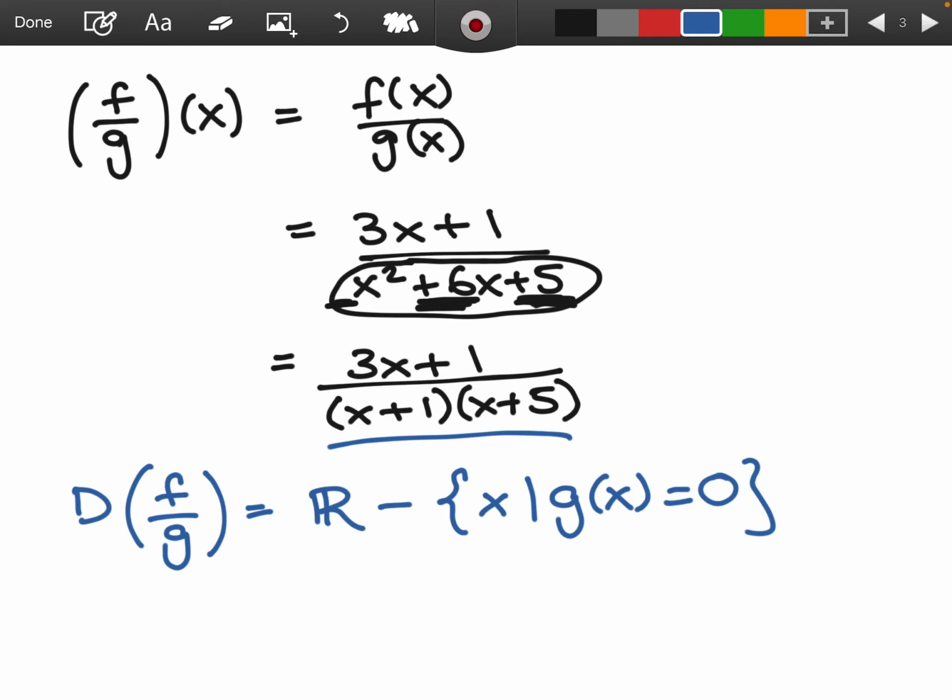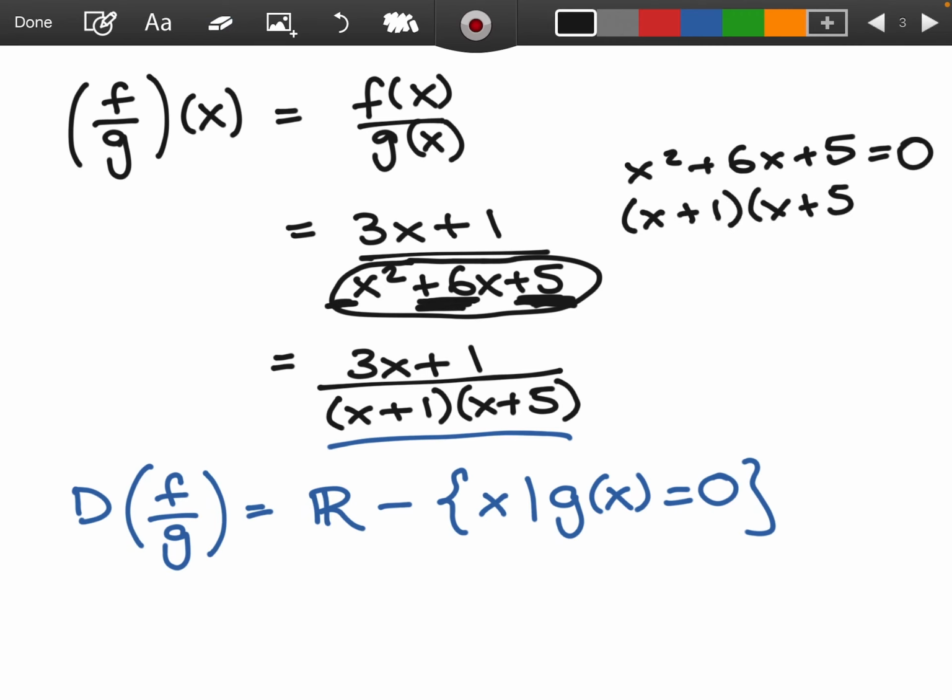So I've got to take out any value where x squared plus 6x plus 5 equals 0. All I'm doing there is solving a quadratic and finding the solutions to it. And the way that you do that is either by using the quadratic formula, or you can do it by factoring. So that's why earlier I factored this polynomial, because now it's easier to see where x will give me a 0 value for g of x.